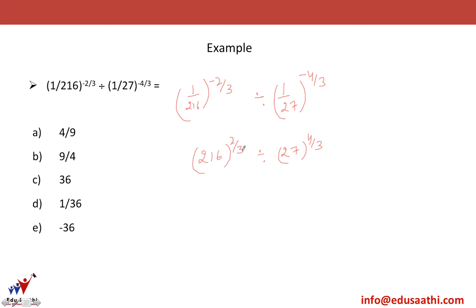So first I'll take the third root of 216, which is nothing but 6. So I'm left with 6 square here, divided by, I'll have to take the third root of 27, which is 3, divided by 3 raised to power 4. So the answer is 36 divided by 3 raised to power 4, which is nothing but 81. So my final answer comes out to be 4 divided by 9. So this is the final answer, as 9 4s are 36 and 9 9s are 81.